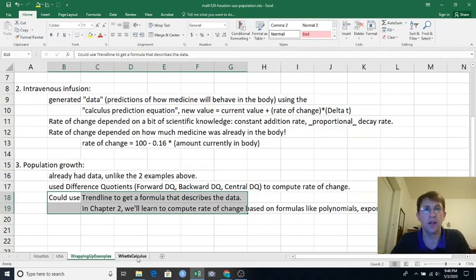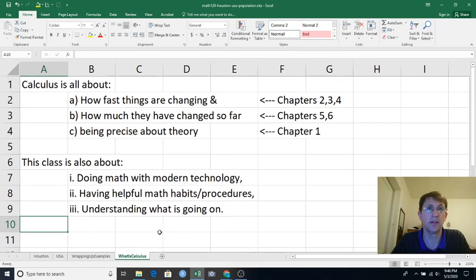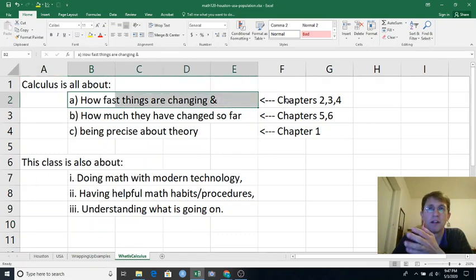So now we're ready to talk about what is calculus. One of my kids asked me at the dinner table a few years ago, a 7-year-old kid, "Daddy, what is calculus?" And I had to think real fast, what can I say that a 7-year-old can understand? So I came up with: calculus is how fast things are changing, and we're going to see that in chapters 2, 3, and 4. And calculus is also about how much things have changed so far, which is more chapters 5 and 6.